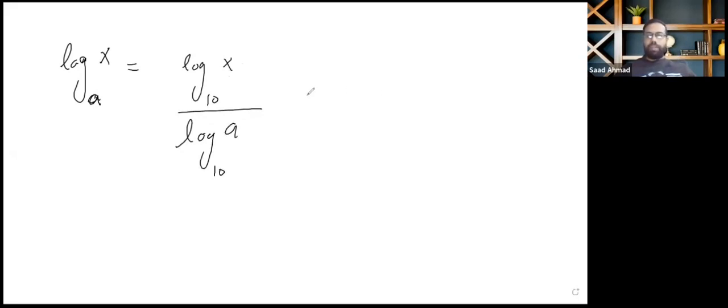So when we normally see the log on the calculator, wherever you see the log without anything written, that's normally log base 10. So if we want to convert any base into log base 10, we can use that formula.